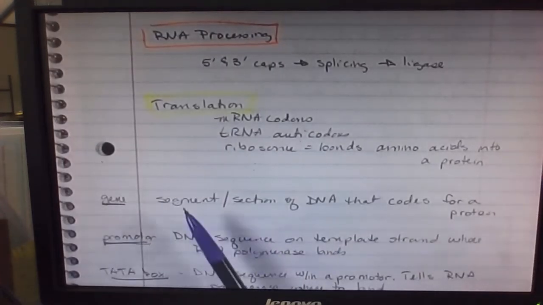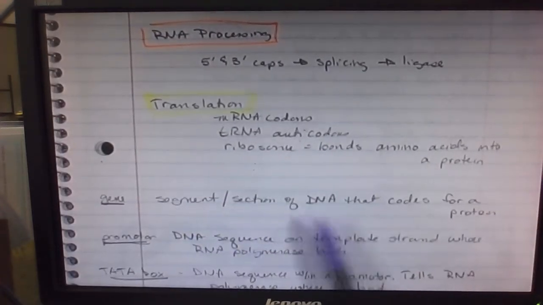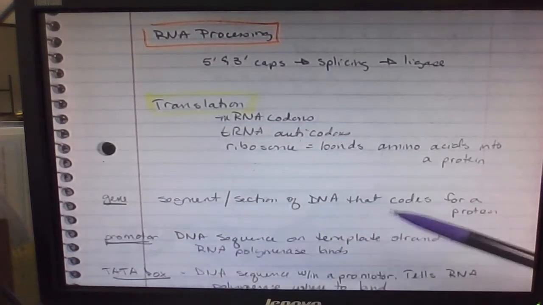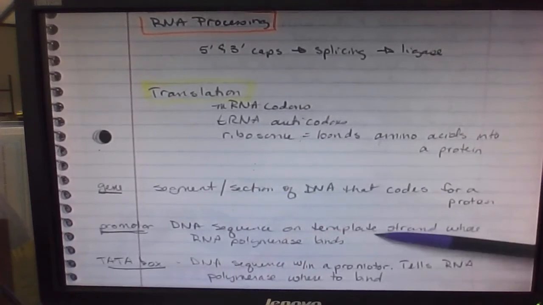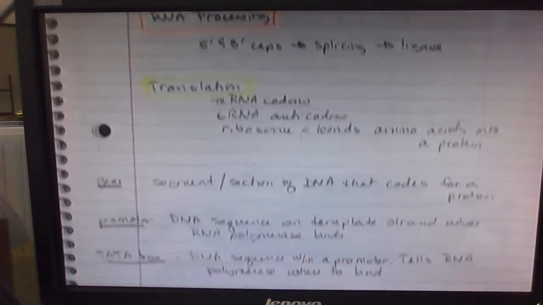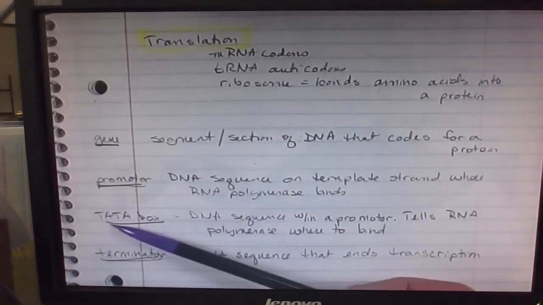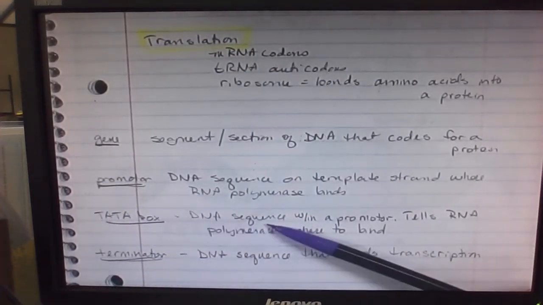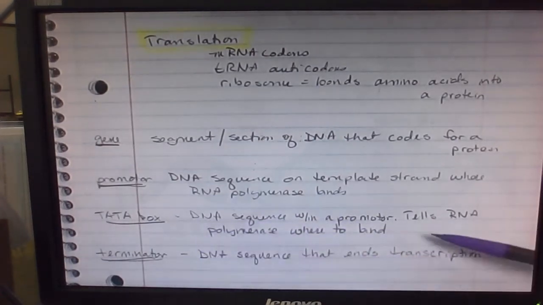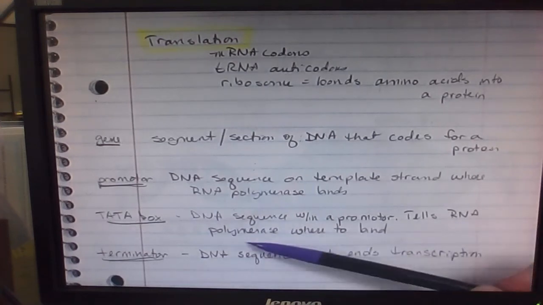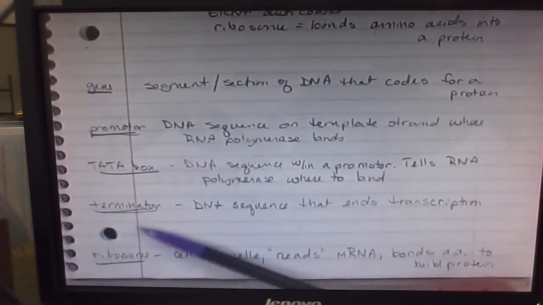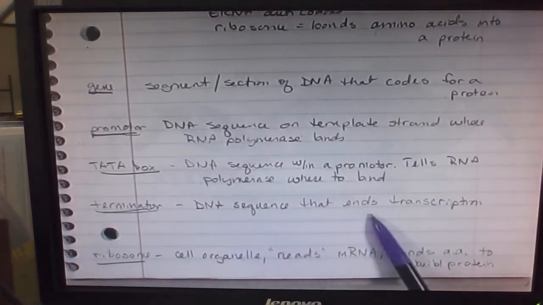A gene is a segment or section of DNA chromatin that codes for a protein. The promoter is the DNA sequence on the template strand where RNA polymerase binds. The TATA box is a DNA sequence within a promoter. This DNA sequence, the TATA box, tells RNA polymerase where to bind. The terminator is a DNA sequence that ends transcription.